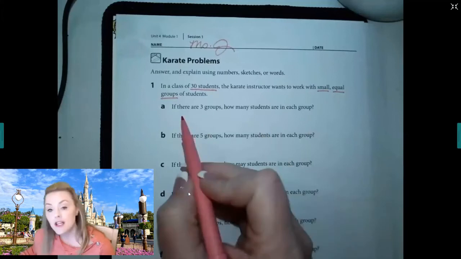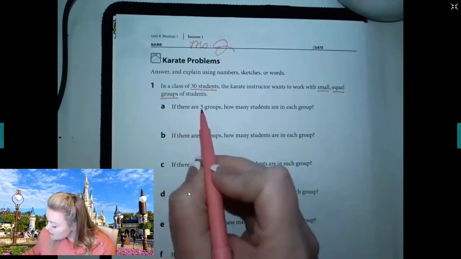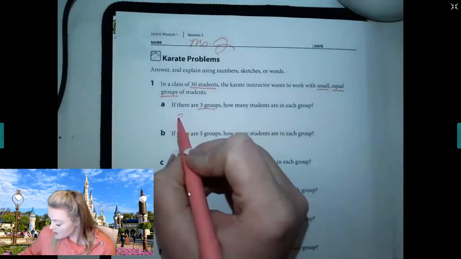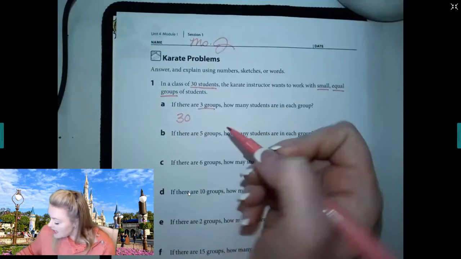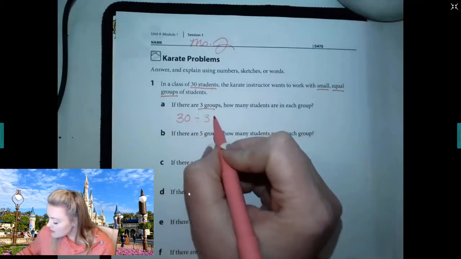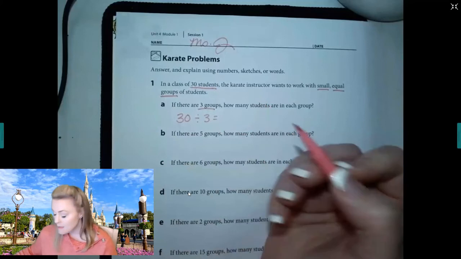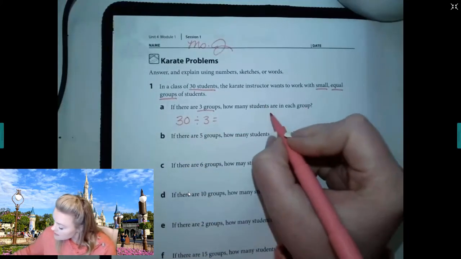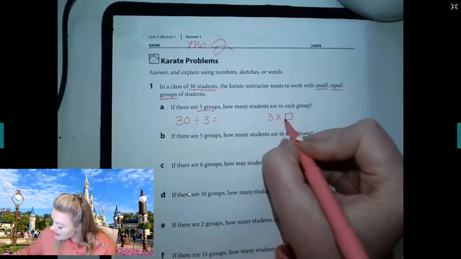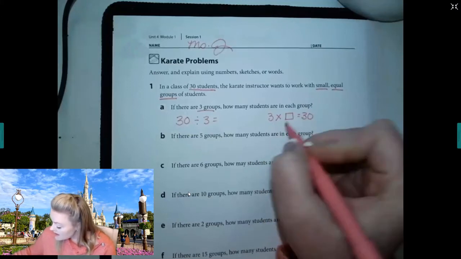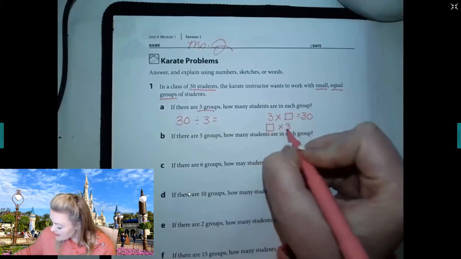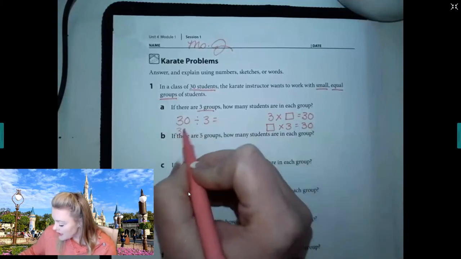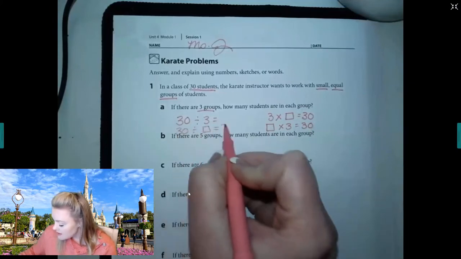All right, so we're going to look at letter A. It says, if there are 3 groups, how many students are in each group? Okay, we're going to take our total number of students, 30, and divide that into 3 equal groups. So I'm going to flip it and use multiplication to solve. Using your fact families, we know that 3 times something equals 30, or something times 3 is equal to 30. And I also could flip this and think about 30 divided by something is equal to 3.